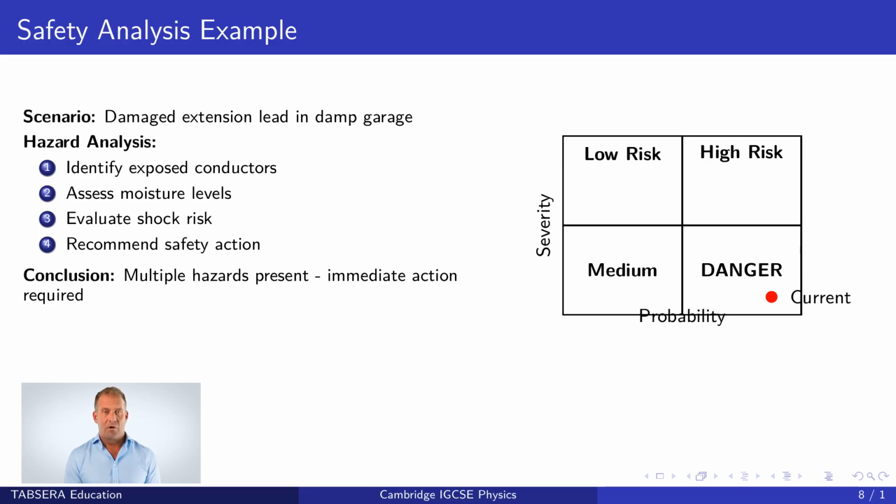Third, evaluate shock risk. Combine conductor exposure with moisture to determine danger level. Fourth, recommend safety action. Immediate disconnection and replacement required. The risk matrix shows our current scenario in the danger zone, high probability and high severity. This demands immediate corrective action to prevent injury or death.